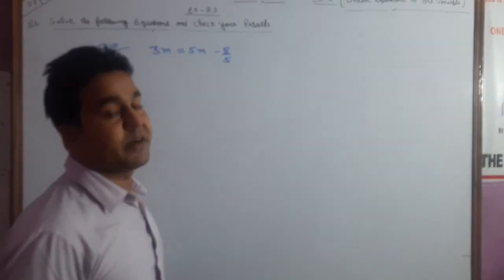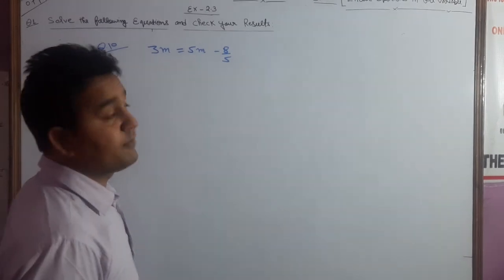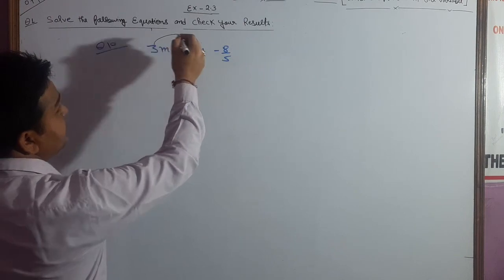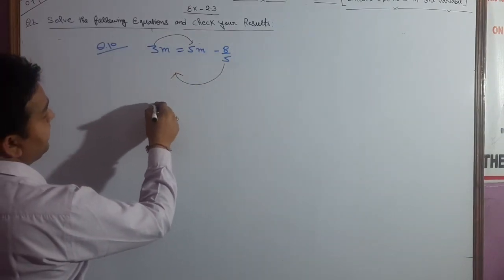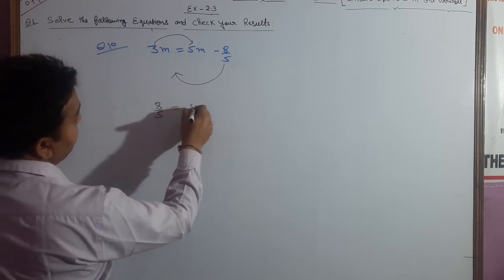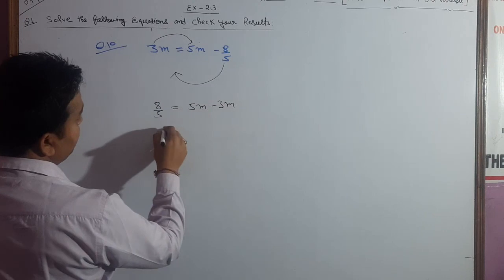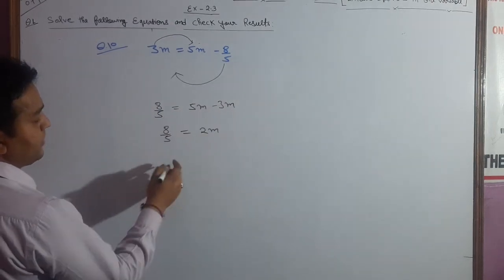Now come to question number 10. Question number 10 is 3m is equal to 5m minus 8 by 5. So you have to do an arrangement. This goes to this side as minus, and this comes to this side as plus. So you will write 8 upon 5 here plus 5m as it is, and this comes to this side as minus 3m. So what you get is 8 upon 5 is equal to 2m, since 5m minus 3m gives 2m here.